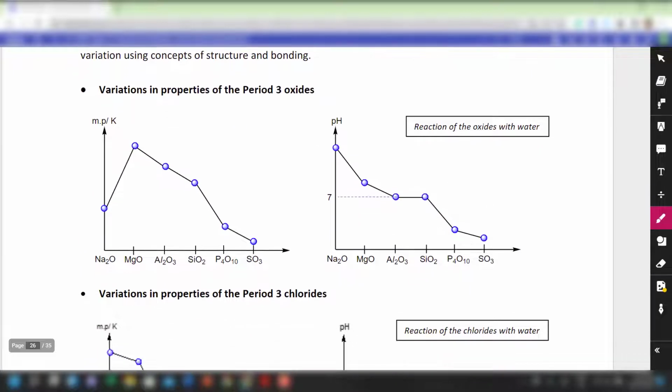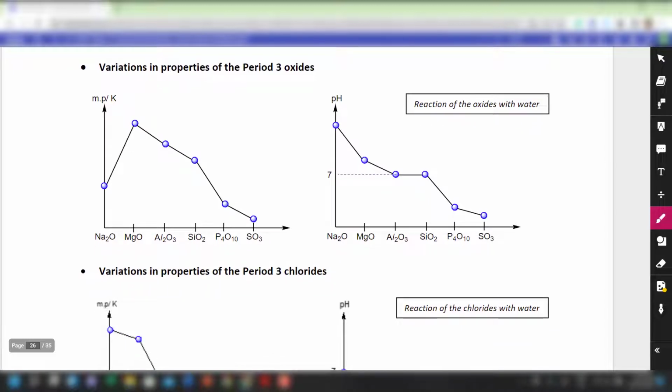For the variation in the properties of period 3 oxides, you expect magnesium oxide to have the largest melting point because its ionic bonding is the strongest. For aluminium oxide, you expect the ionic bonding to have some form of covalent character. With that, it is slightly weakened, but that is not to say that if my ionic bonding has covalent character, it contributes to a weakness in the bonding.